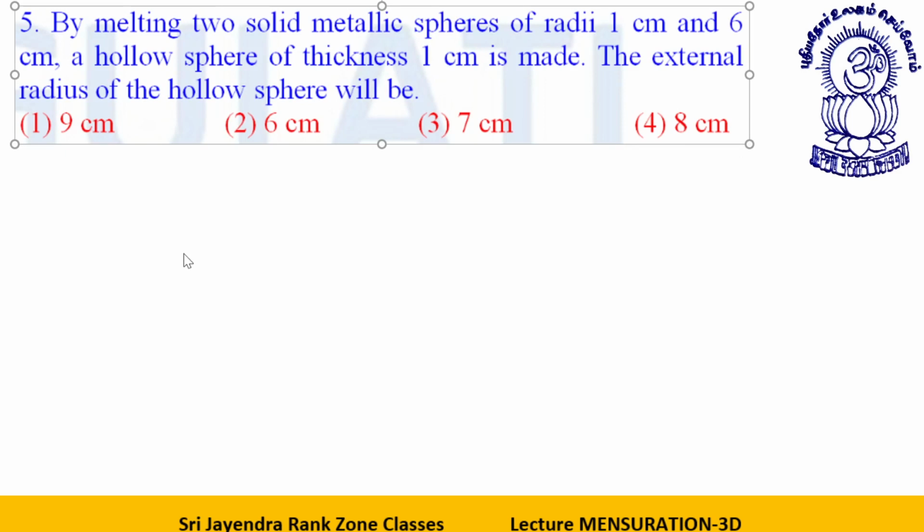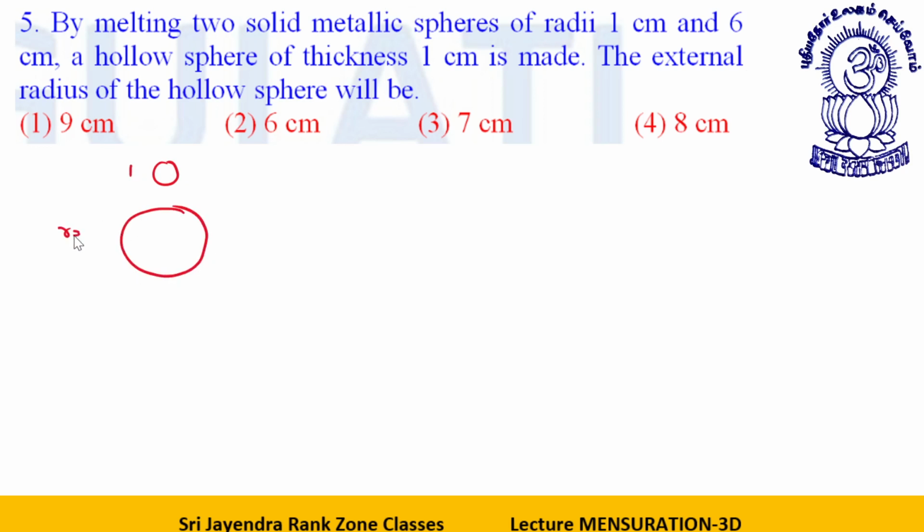By melting two solid metallic spheres of radii 1 and 6, a hollow sphere of thickness 1 centimeter is made. The external radius of the hollow sphere is, see this, students. The fact is, this question is exactly similar to the previous one, but the values are presented in a different way. We are talking about the same two things. We have a small sphere whose radius is 1, and another sphere whose radius is 6. All these are clubbed and melted to form a hollow sphere.